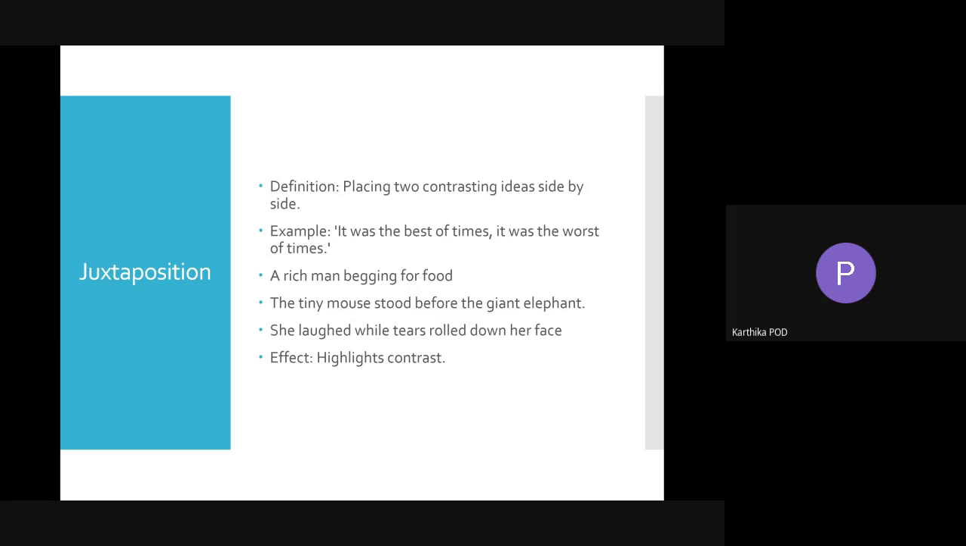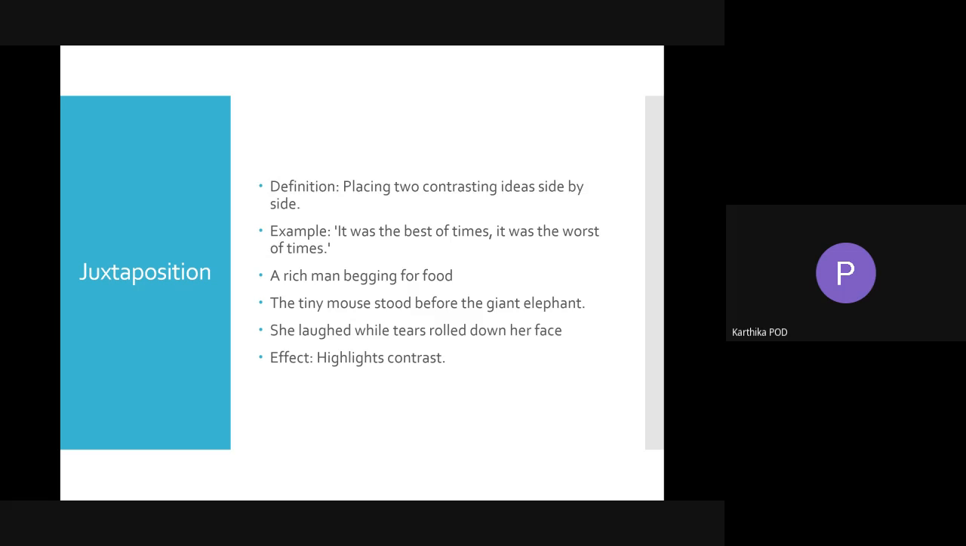A rich man begging for food. How is it juxtaposition? What are the two contrasting ideas here? I think, ma'am, rich and begging. Yes, because begging is associated with poverty. So there is rich and poor, right? Therefore, two contrasting ideas are placed side by side.